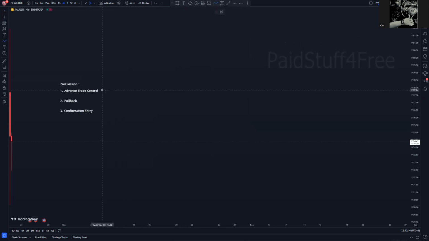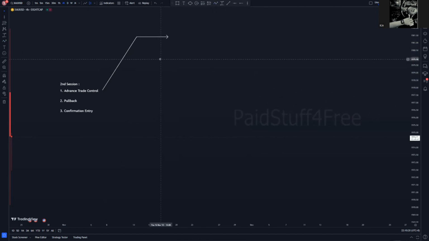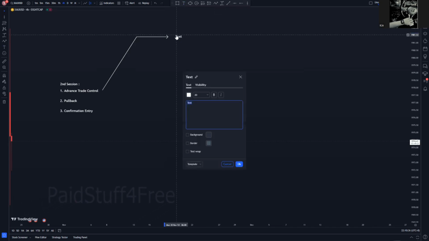So the advanced trade control. The first thing first, you need to know what the trade control actually is. As I explained in our first session, the trade control, how it works and so on. So today in this session, we're going to go more deeper on the trade control, where we're going to learn all 4 types of trade controls.